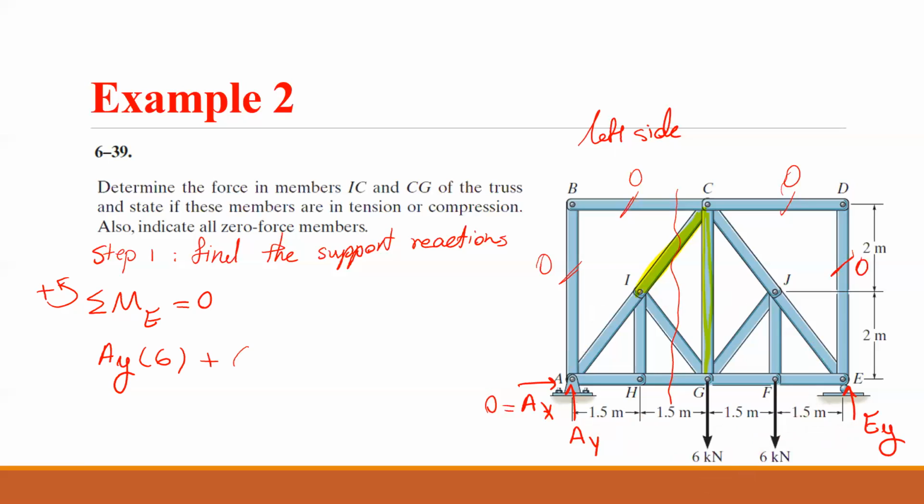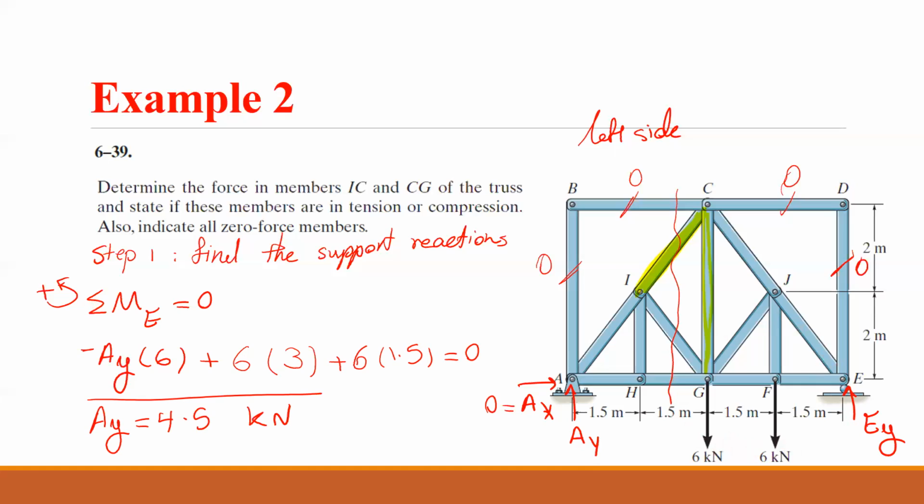Then plus 6 kilonewton multiplied by the distance, which is 3. How about the direction? The direction makes a counterclockwise moment. That's why it's positive. Similarly, for the next force, which is 6, and the distance from E is 1.5 meters, equals 0. From here, AY is 4.5 kilonewton. I got positive, so my direction is correct.